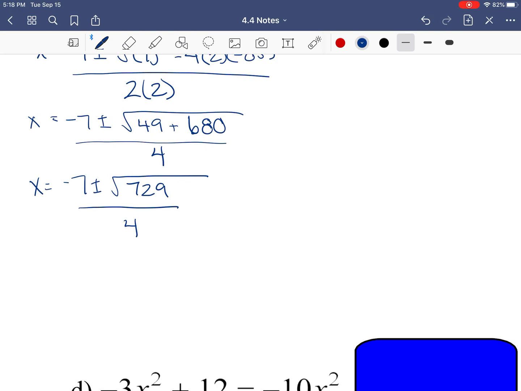Well, let's check if 729 is a perfect square. Take the square root of that, and that happens to be 27 squared. So negative 7 plus or minus 27 over 4.